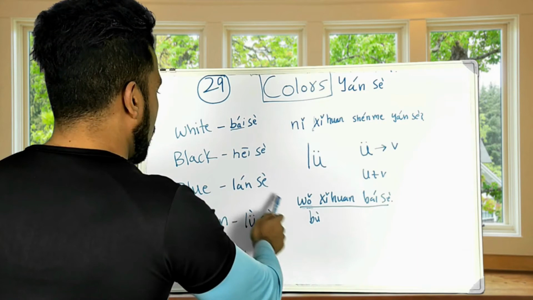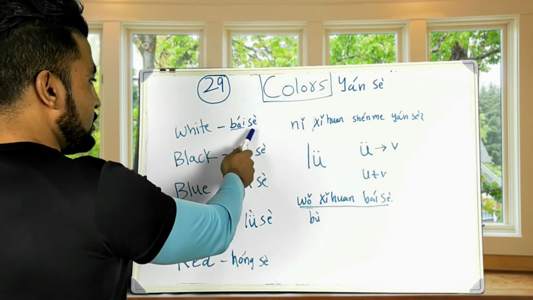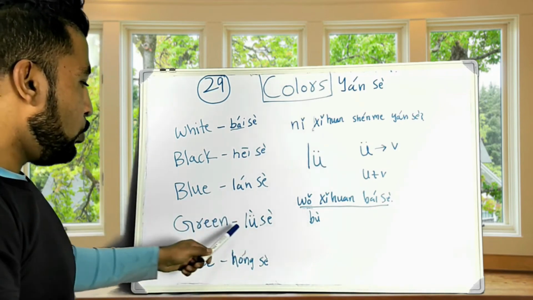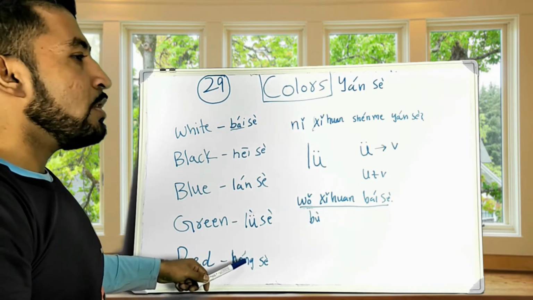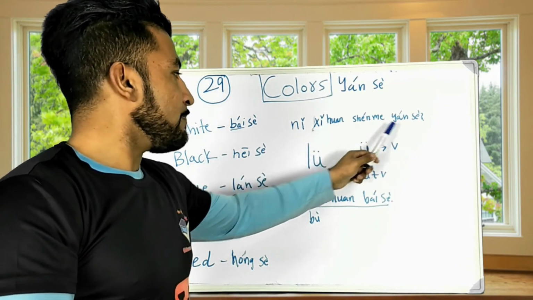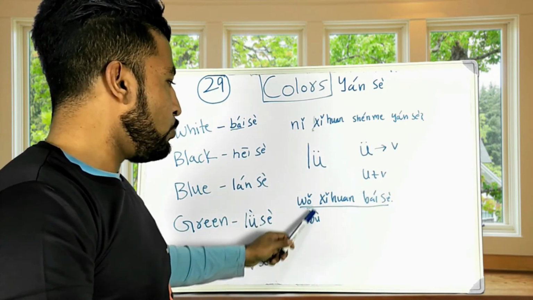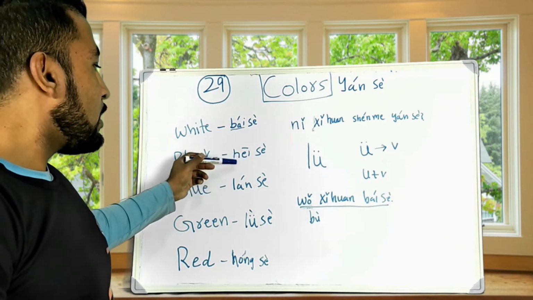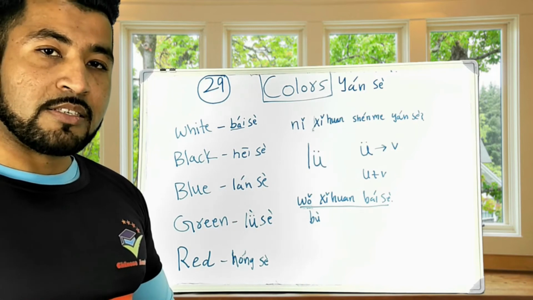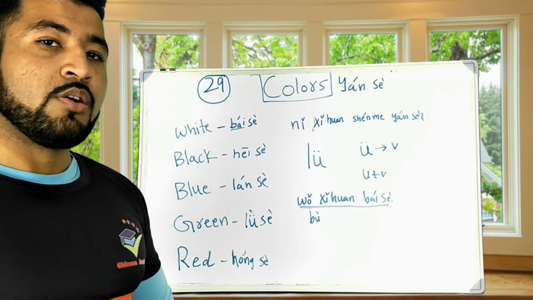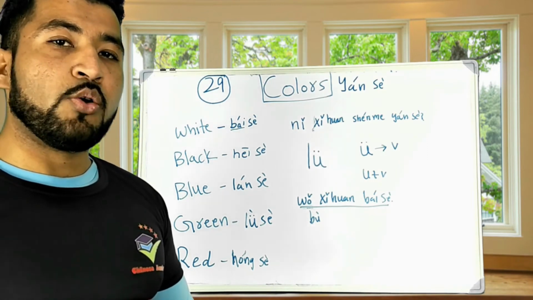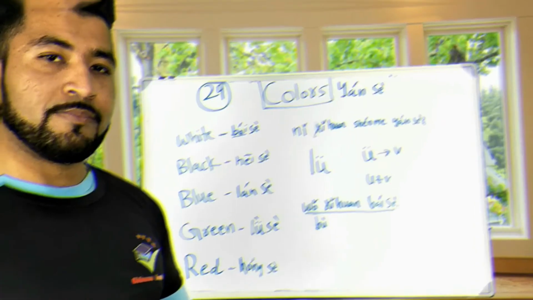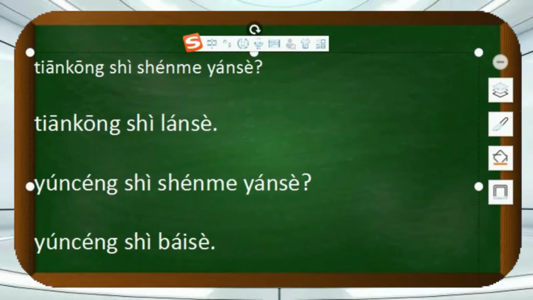白色, 黑色, 蓝色, 绿色, 红色. 你喜欢什么颜色? 我喜欢白色, 我不喜欢白色. So now comes to the characters typing session.